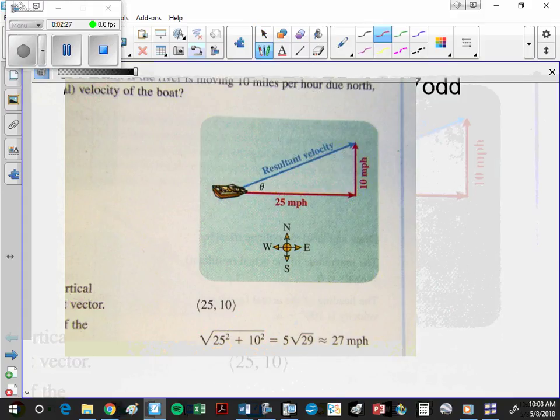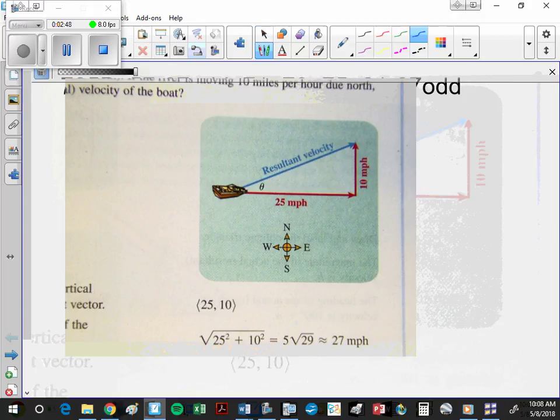So here we have a boat that is traveling 25 miles an hour straight east. And then the water, or the wind, I'm not sure which one it is. River. The river is moving 10 miles an hour straight north. How fast is the boat traveling? And in what direction is it traveling? And notice they've helped us out, and they have put this in quadrant 1. Okay. So how do we figure out what theta is?